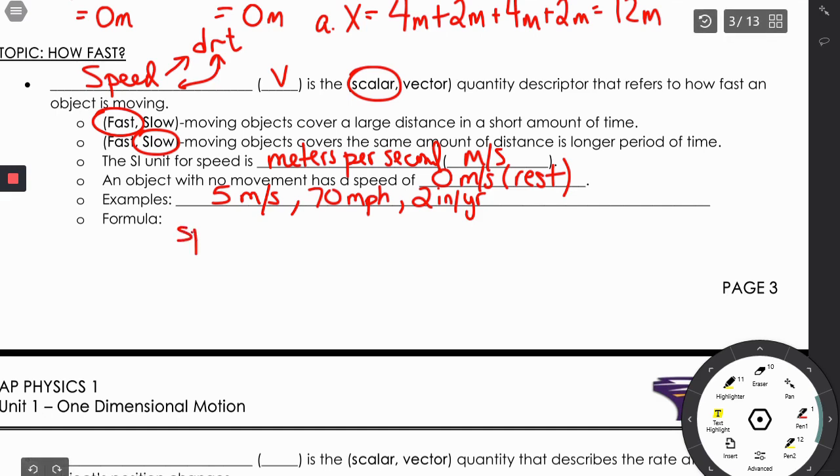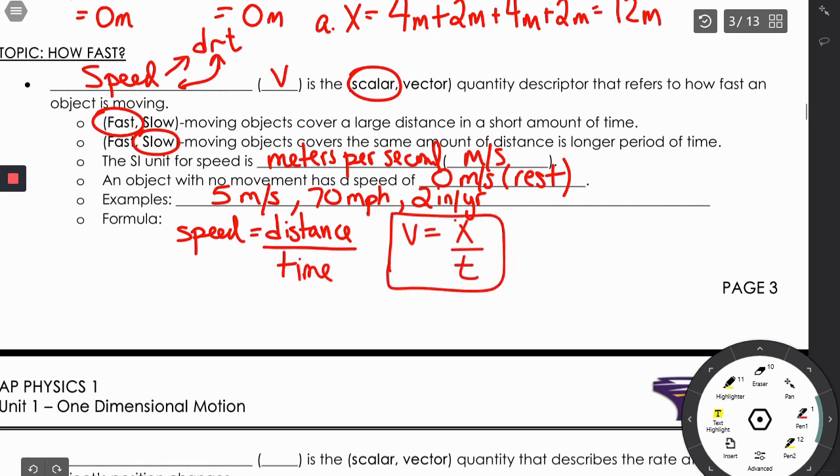So speed is simply distance over time, or I should say total distance over the total time. That's in terms of words, or you can just say it's x over t. So there's yet another physics formula for you. Your first one would have been the displacement formula in the last video. Now there's your first, more of a descriptor type equation. You're just going to find the total distance traveled divided by time.